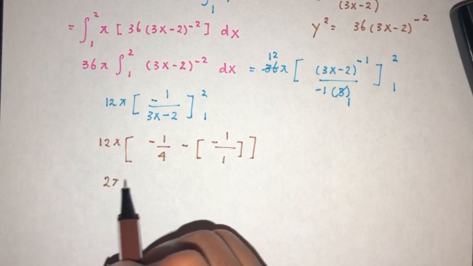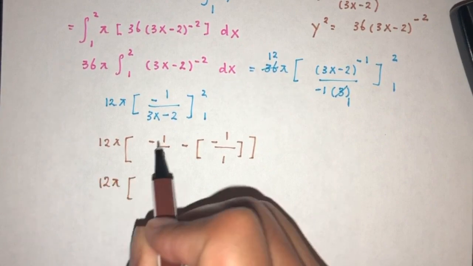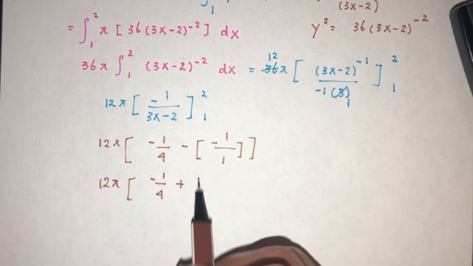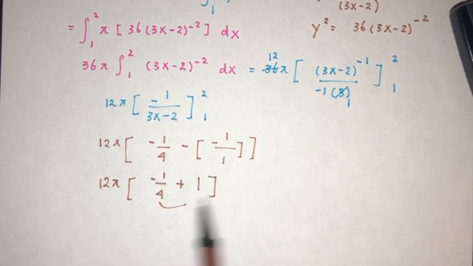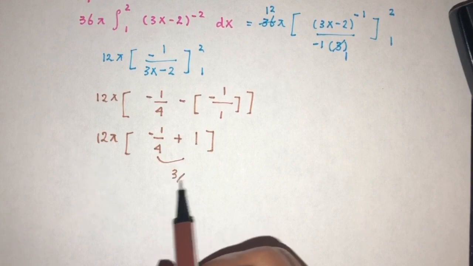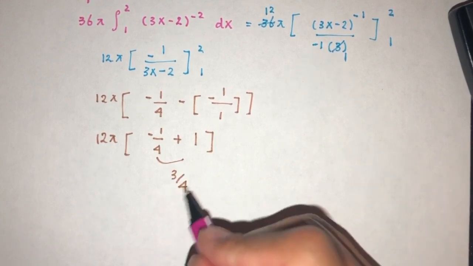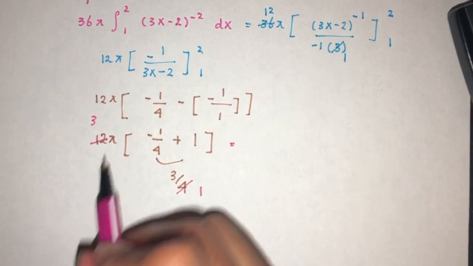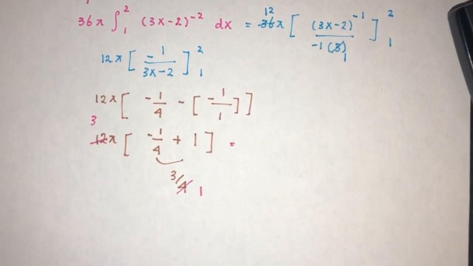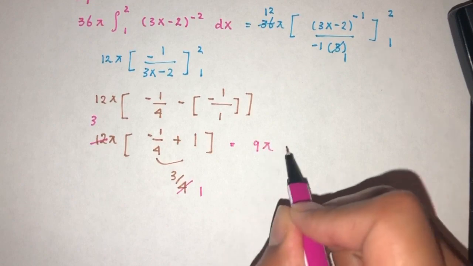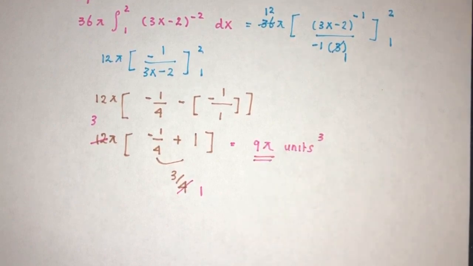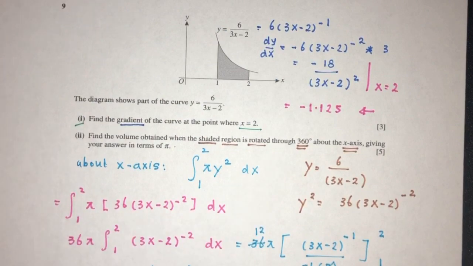Simplify. 12 pi times minus 1 over 4. Here we have minus becoming plus 1. That should be simply what? 3 over 4. Now we can simplify, cancel out. That should be 3, and you will have 3 pi times 3, that should be 9 pi units cubed for the volume that we have when we have this rotation about the x-axis.